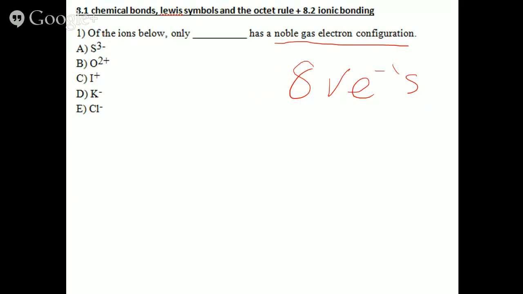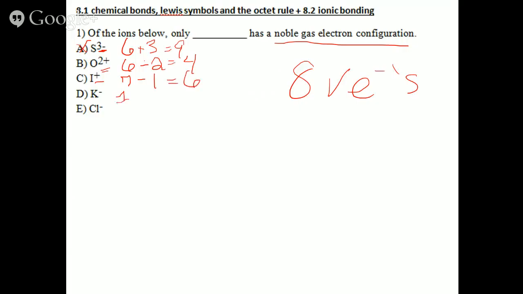Well, let's check it out. Sulfur has 6 valence electrons normally, and it is a -3 charge. That means it gained 3 electrons, so it's got 9. That ain't going to be it. Oxygen also has 6. The +2 tells us that we lost 2 electrons, meaning we got 4. Iodine has 7. Positive charge means we lost 1 electron, so we only got 6.